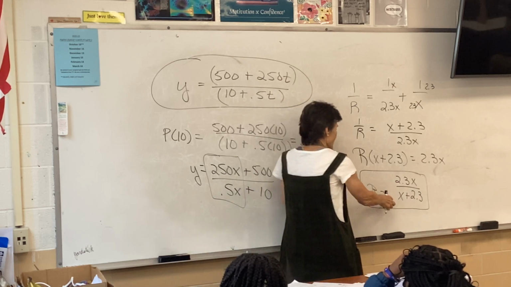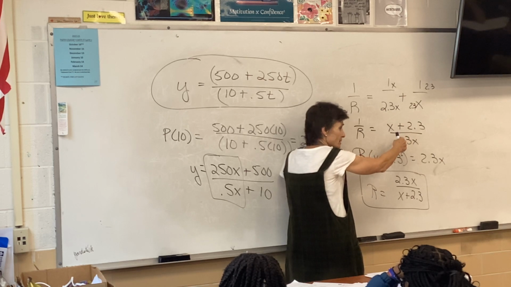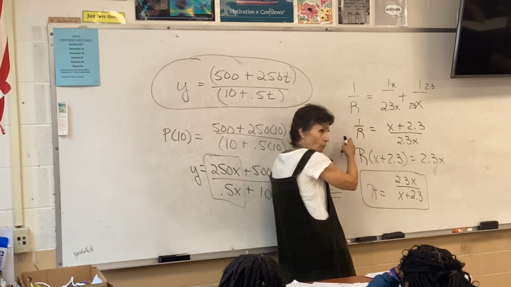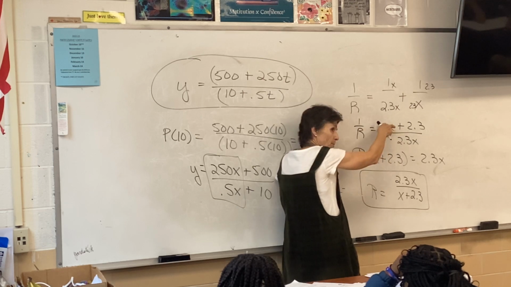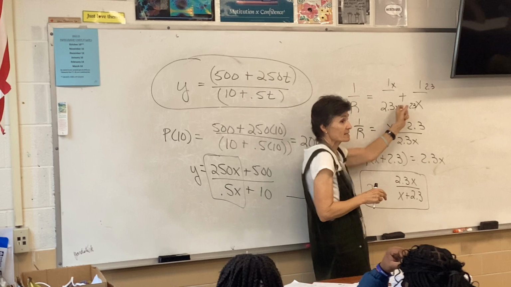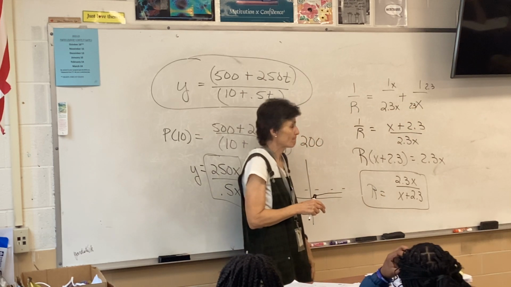Do you notice that my answer ended up just being the reciprocal of this guy right here? Does that make sense? If this is 1 over r, won't r over 1 be the flip of this? Yeah, now you couldn't do that at the beginning because they were separate fractions. But as soon as you made them one fraction, you could have done that.